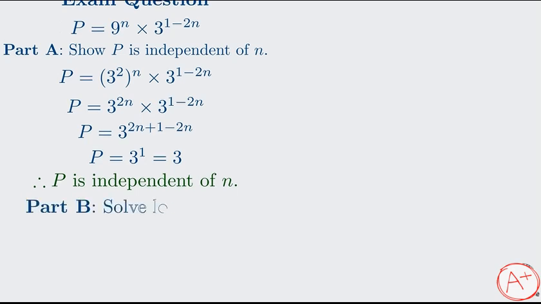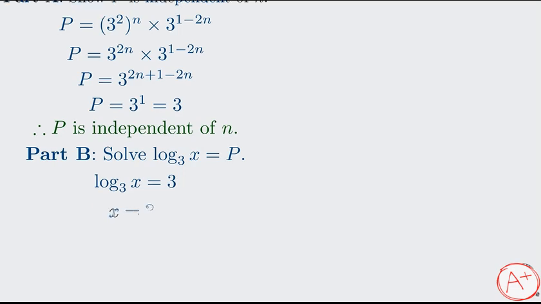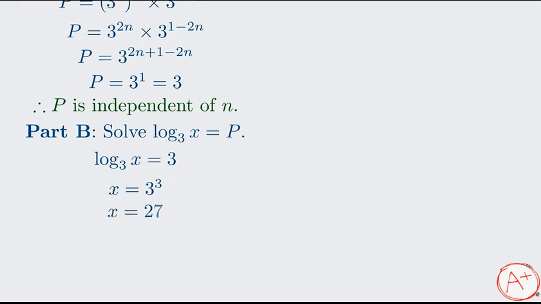Part B. Solve the equation log base 3 of x equals p for x. We found that p equals 3, so to solve for x, we convert this back into exponential form. The base is 3, and the exponent is 3. X equals 27. This multi-step approach is typical of Paper 1, where you must demonstrate clear algebraic manipulation.